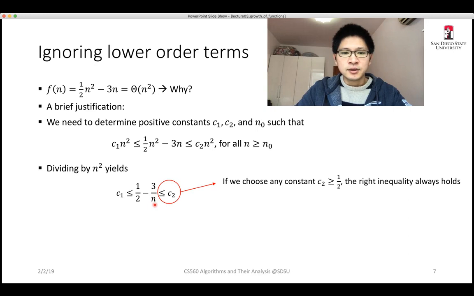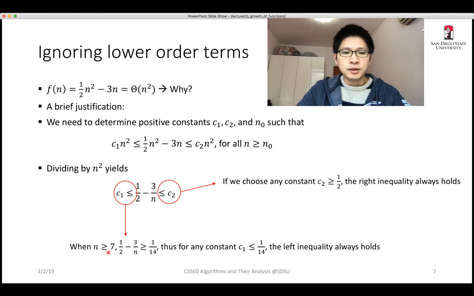And then for the left inequality, we can see that if n is 1, then the thing in the middle is negative, right? 1/2 - 3 is negative. And for n equals 2, 3, 4, and 5, they are all negative. The thing in the middle is always negative. But for n equals 6, the middle expression is 0, right? So in order to choose a positive constant C1, we should at least use n equals 7.